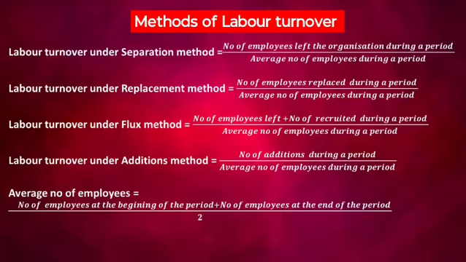How to calculate the average number of employees? Number of employees in the beginning of any period plus number of employees at the end of any period, divided by 2. Then the second one is the replacement method. In the replacement method, you can mark the word replaced alone. So the formula goes as number of employees replaced during a period divided by average number of employees during a period. Third method, labor turnover under flux method: I have told you to add left and employees recruited. So the formula goes as number of employees left plus number of employees recruited during a period divided by average number of employees during a period.